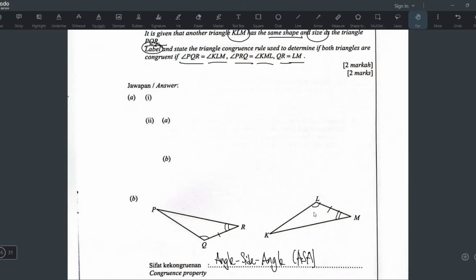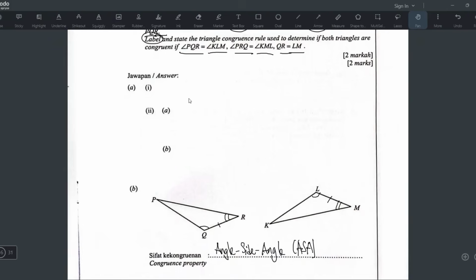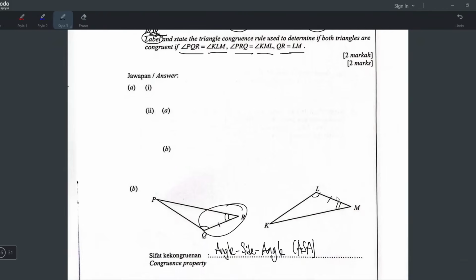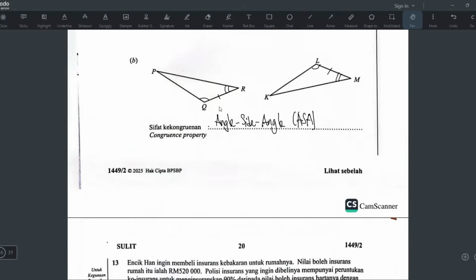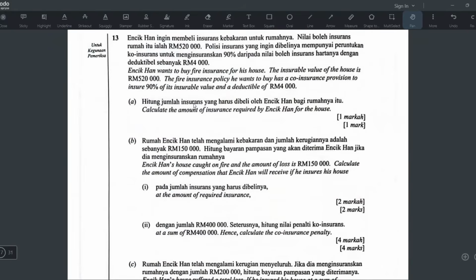So this is one of them, the angle, side, angle. Okay, because the side is in between the 2 angles, and when you have 2 angles and 1 side in between that are equal for the two triangles, automatically these 2 triangles will be congruent. Okay, so yeah, that's all. So this is only worth 2 marks, so nothing much. All right, that's all. Okay, let's do number 13.